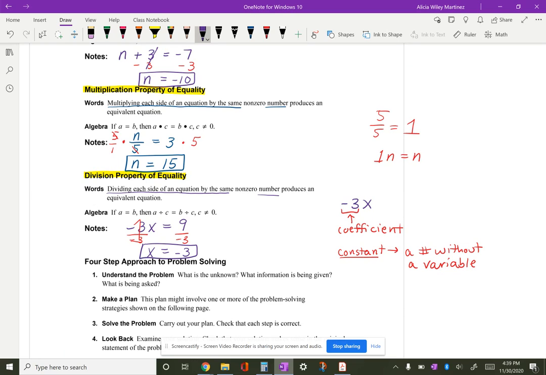Your answers can be whole numbers. They could also be fractions. Fractions are okay. If you do have a fraction answer, please just reduce the fraction. No decimals or mixed numbers needed.